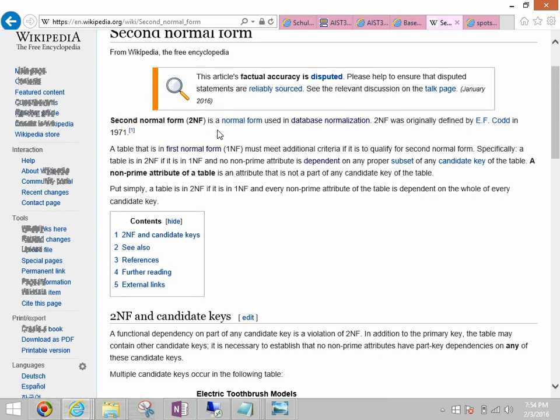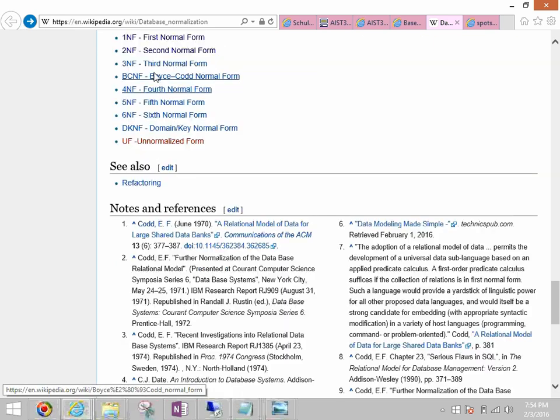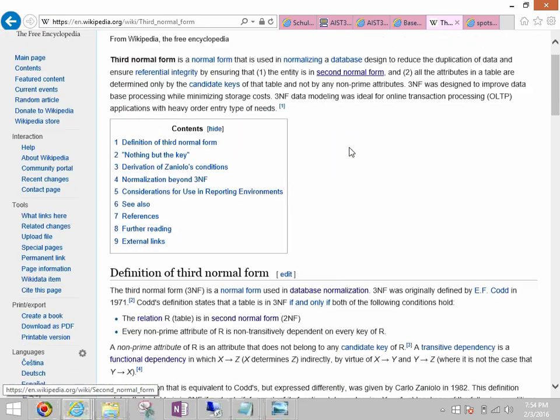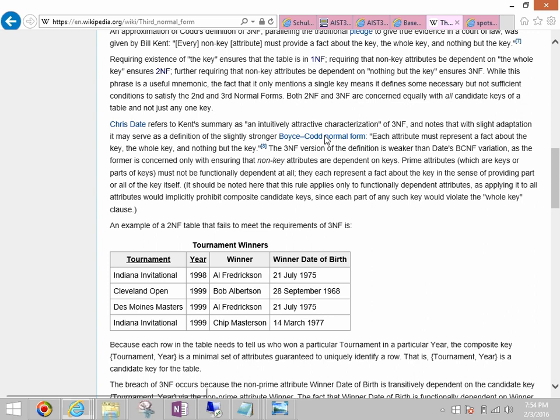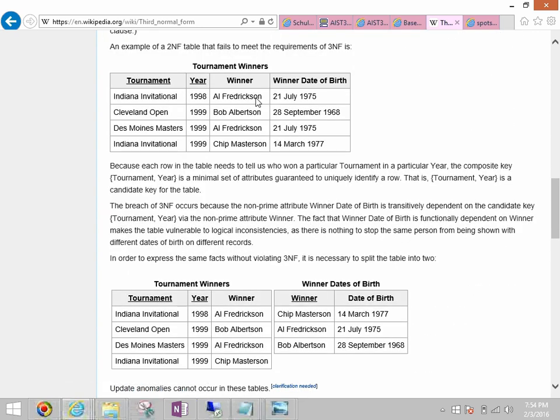I'll only look then at the third, because some of them I can see. And so, there's nothing but the key. Here we have a transitive dependency. It's called a functional dependency that's in non-key columns, right? I don't need to know the tournament and year to get the winner's birthday. The winner is something that goes along with the tournament and year. The birth date is something that goes along with the winner, right?